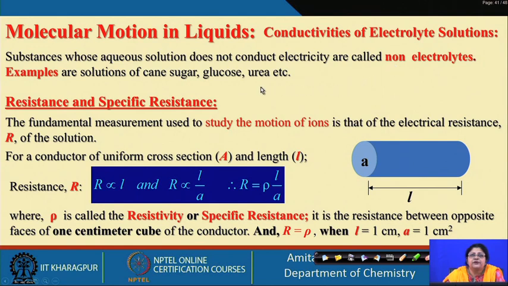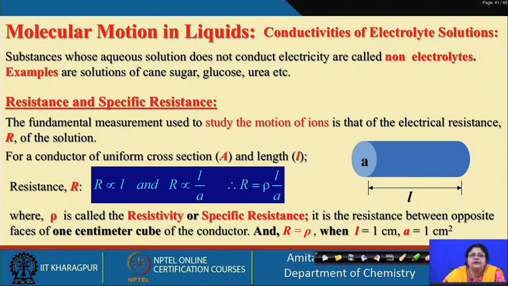Substances whose aqueous solution do not conduct electricity will be known as the non-electrolytes. For example, we have already talked about this, sugarcane solutions, glucose, urea. The substances whose aqueous solution do not conduct electricity are known as non-electrolytes. So, these are the solutions which do not conduct electricity. So, these can be taken as examples of non-electrolytes.